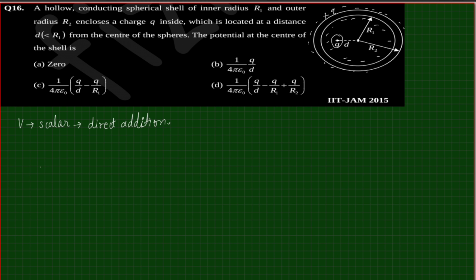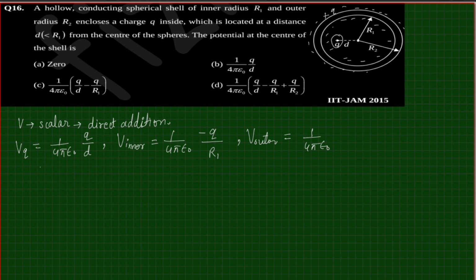Okay, so first, the potential due to Q at a distance d apart from the origin is 1 over 4 pi epsilon naught Q over d, and the potential due to this negative induced charge at inner radius R1 will be 1 over 4 pi epsilon naught times negative Q over R1, and similarly V for the outer sphere, that will be 1 over 4 pi epsilon naught.